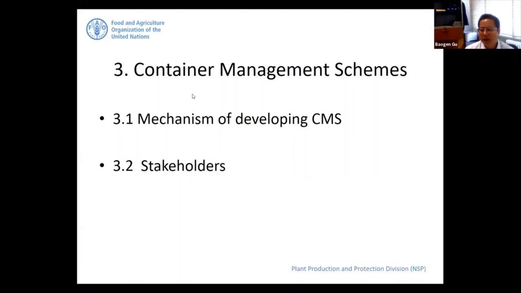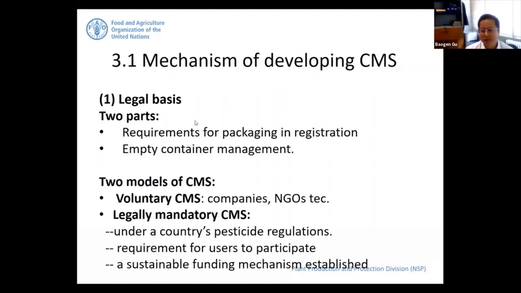There are many elements of a container management scheme, and here I just want to highlight two issues. First is the mechanism of developing the container management scheme, which should cover the following issues. First is the legal basis. Regarding container management, I think there are two parts of legal issues. First are the regulations on requirements for the packaging of pesticides in registration, setting specific requirements on packaging. Second is the specific container management scheme policy or regulation. Andrea mentioned China, which newly published a regulation on empty container management.